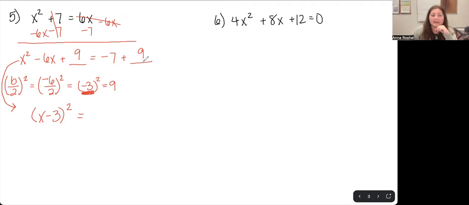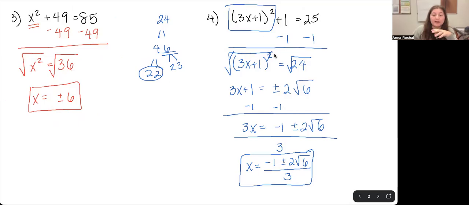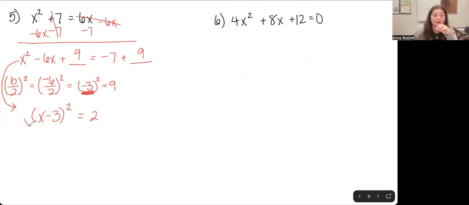And then when I add these two, I end up with 2. So now I'm in this position where I need to eliminate that perfect square, that's with the square root. So I'm going to eliminate that. These guys will go away. This will become square root 2.